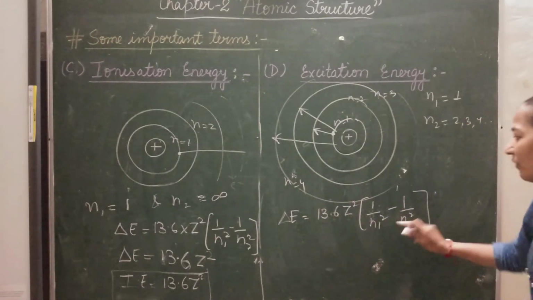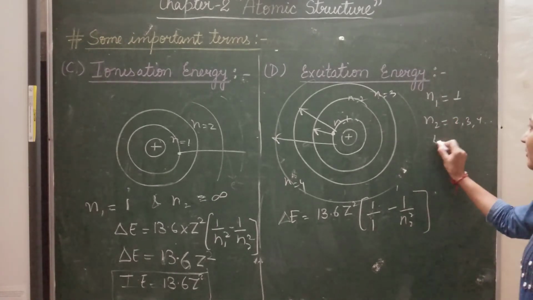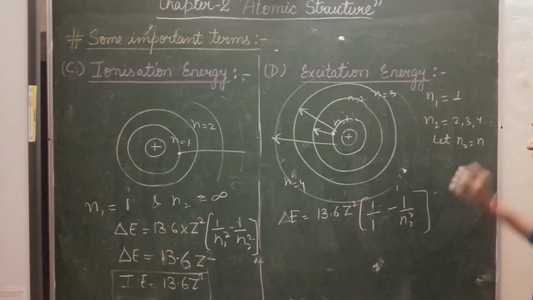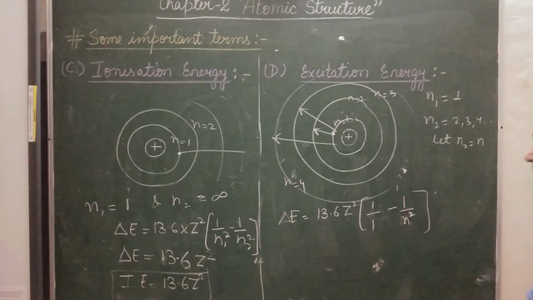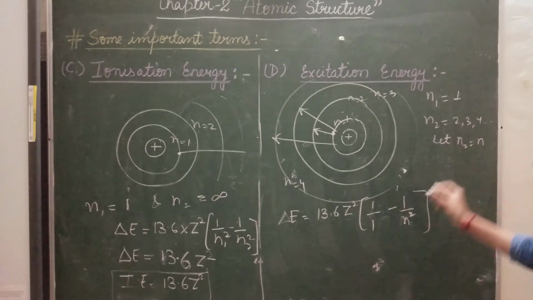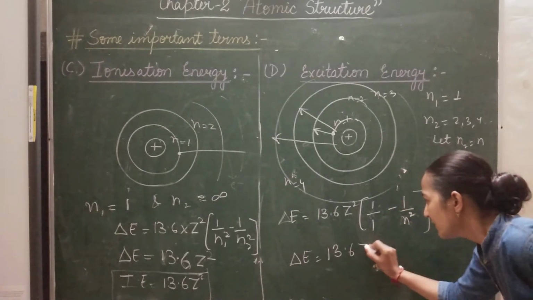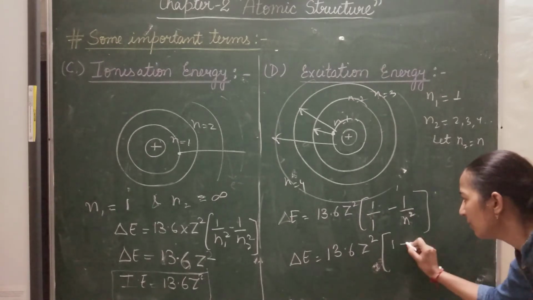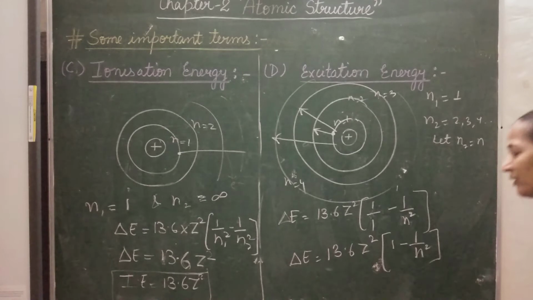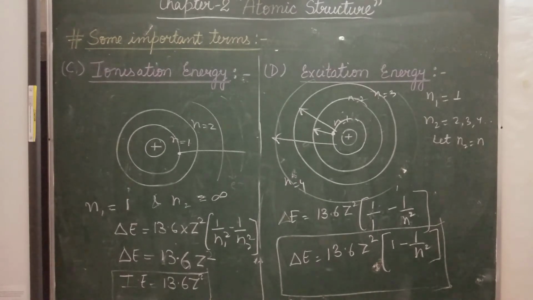So here we put the value of n1 as 1, and let us consider the value of n2 to be equal to n. So it will be 1 upon n square. So delta E will be equal to 13.6 Z square into 1 minus 1 upon n square. This will be the value of excitation energy, to excite an electron from the ground state to any excited state.